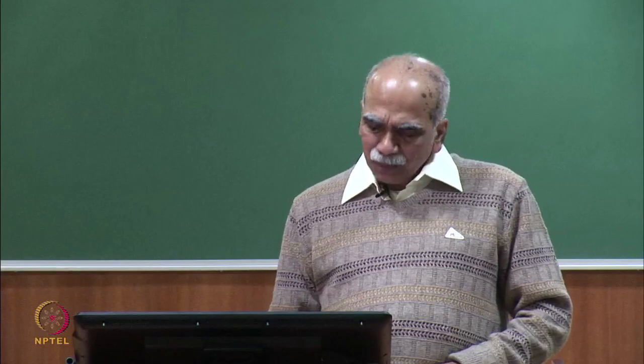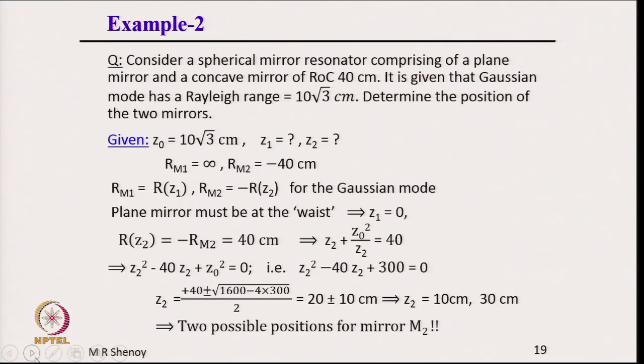All right, let me take one more example, example 2. Consider a spherical mirror resonator comprising of a plane mirror and a concave mirror. Earlier I had considered one concave and one convex. Now I am looking at a plane mirror and a concave mirror of radius of curvature 40 centimeter. Plane mirror, radius of curvature is infinity. It is given that the Gaussian mode has a Rayleigh range of 10 square root of 3 centimeter.